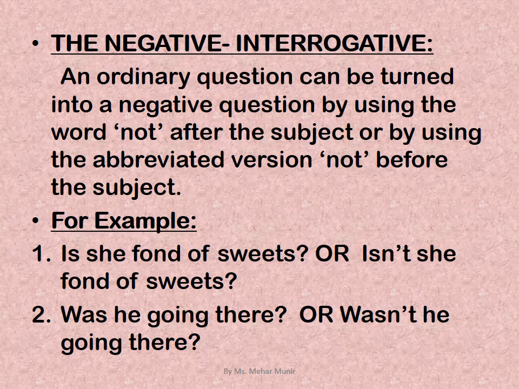The example number 2 will make it more clear for all of you. Was he going there? This is only interrogative, a simple question. But when we added not with the helping verb was, it became negative interrogative. Wasn't he going there? The questions written after the word or are the negative interrogative, and the questions written before the word or are the only interrogative ones.